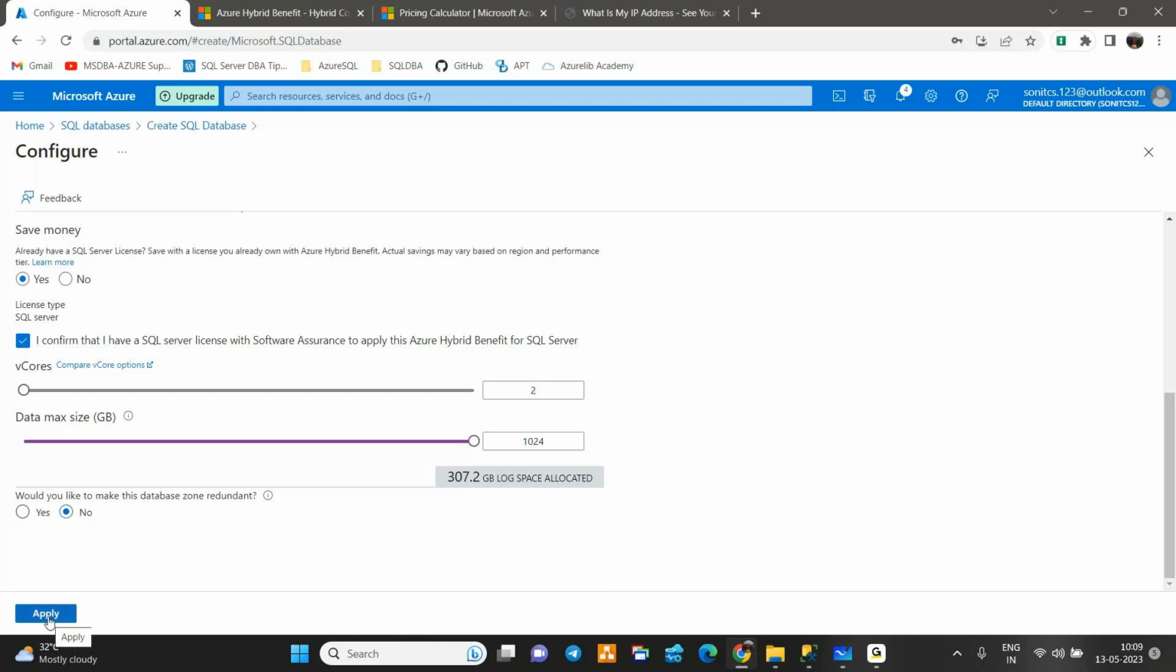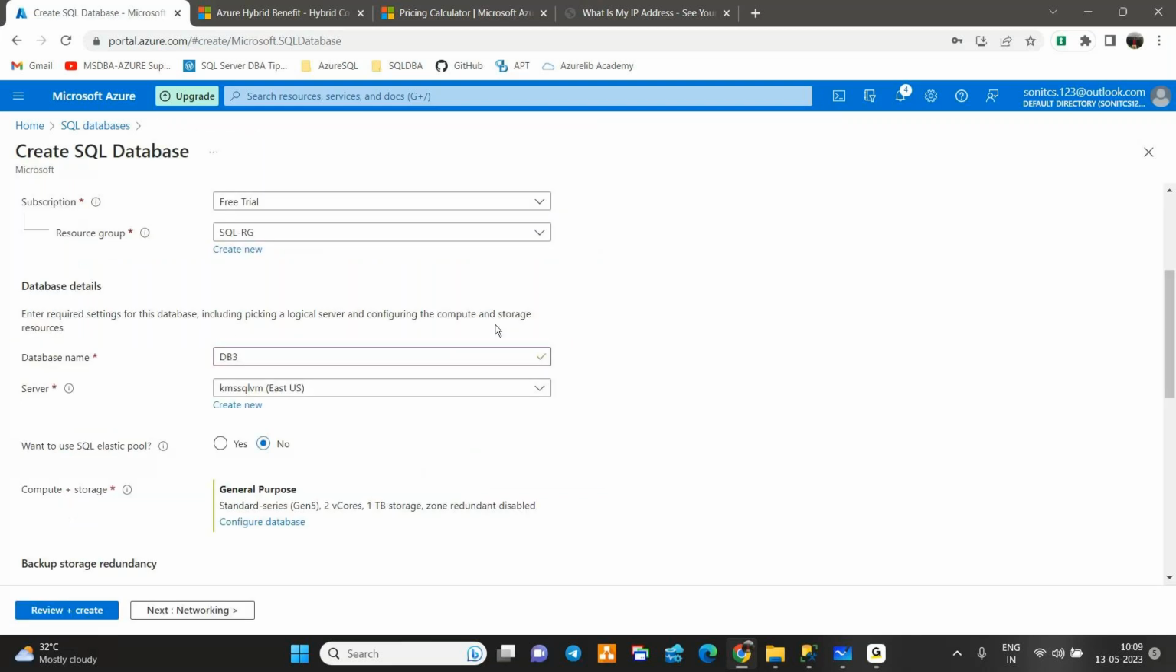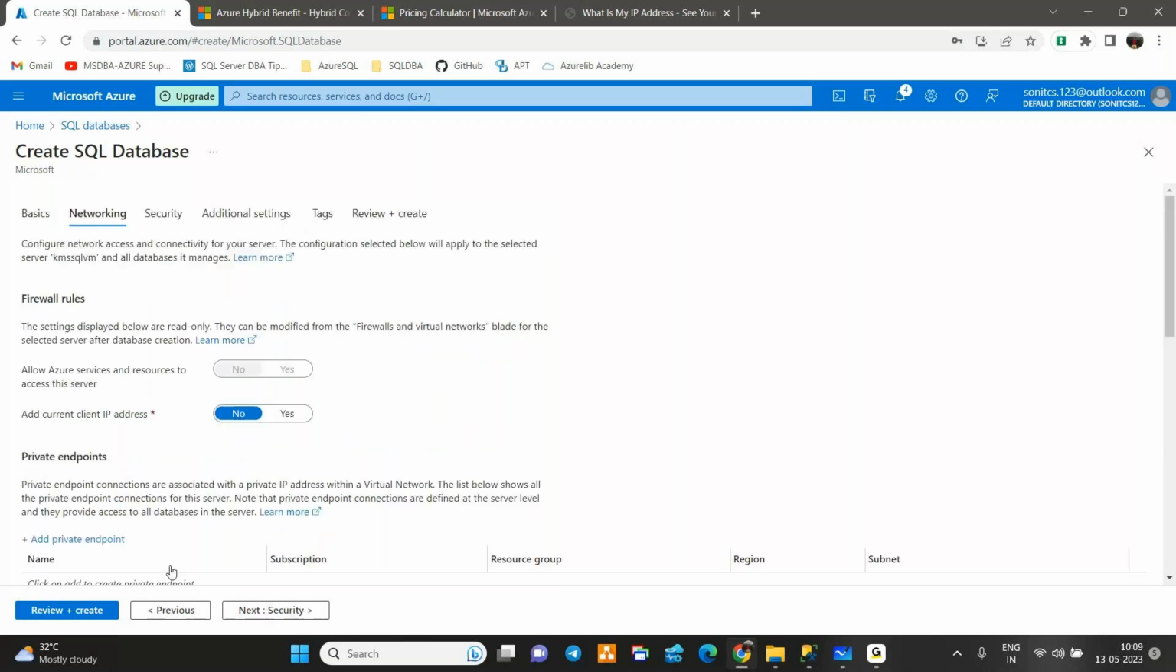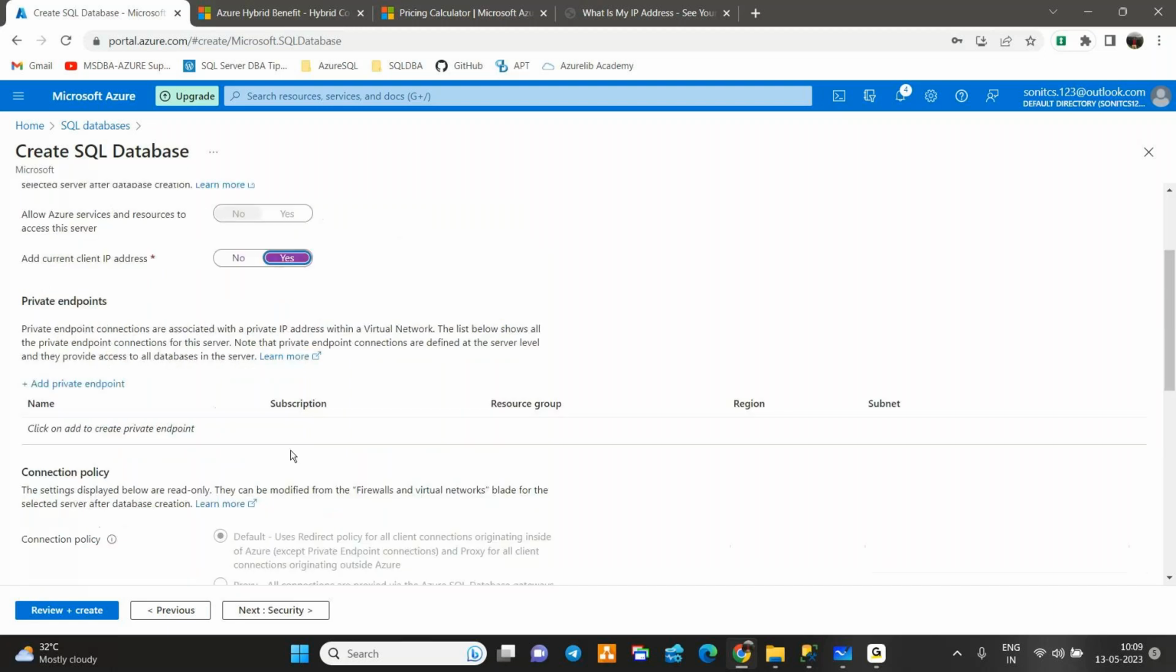It is a provisioned vCore general purpose deployment. Standard service. 2 cores, 1 TB. Geo redundancy is disabled. And again, same concept, there are no additional things. Whatever you did while you were deploying the DTU purchasing model, the same thing you need to deploy here. Apart from that, nothing else you need to do.